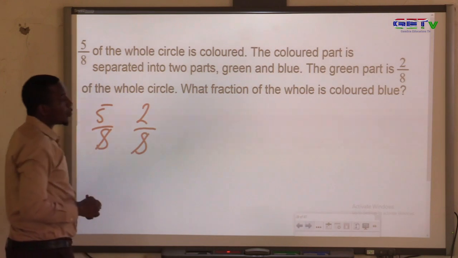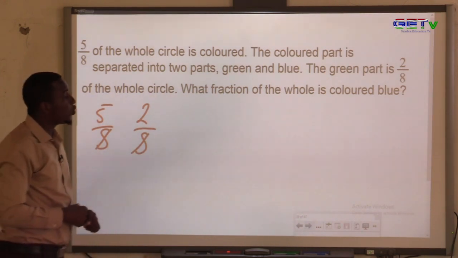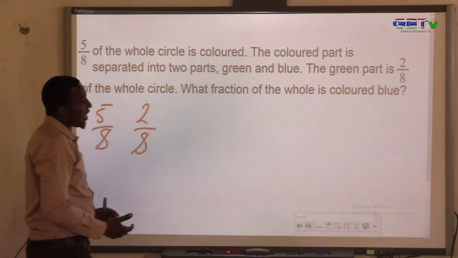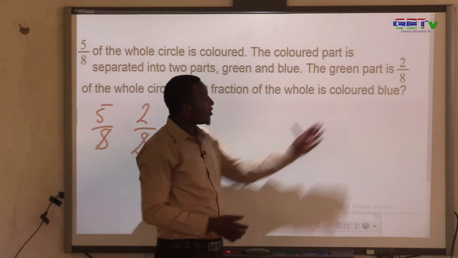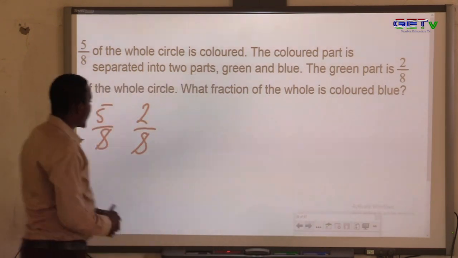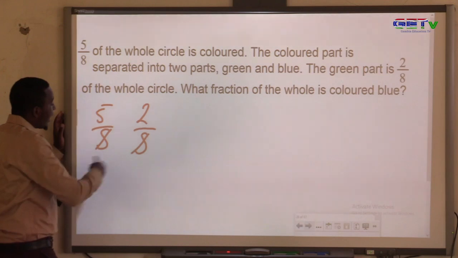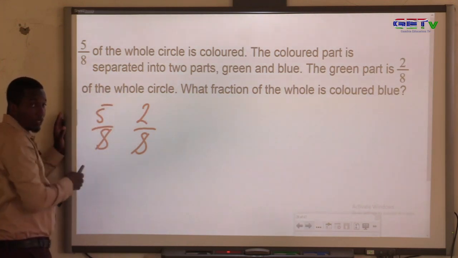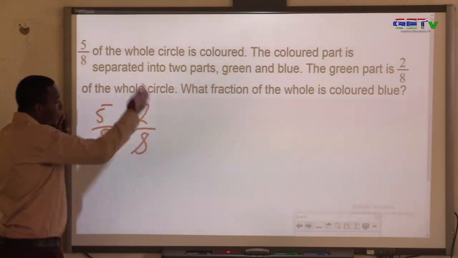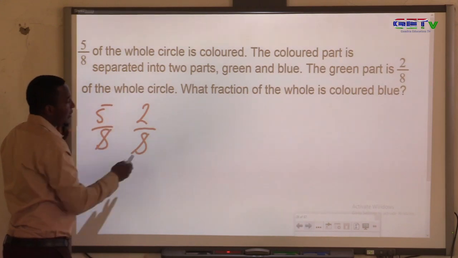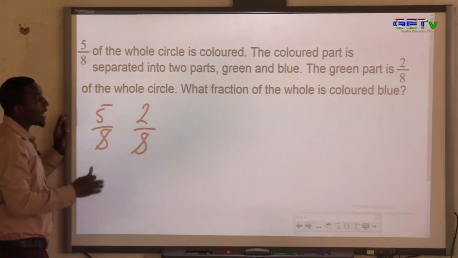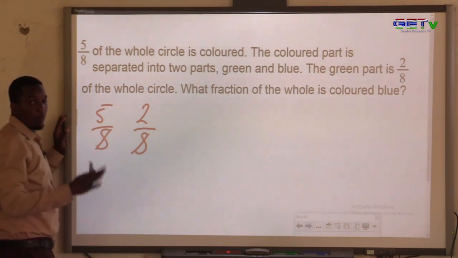The part that is colored green is 2/8. We are asked to find the part that is colored blue. So simply we are going to take the entire part of the circle that is colored minus the part that is colored green. That will give us the part that is colored blue.